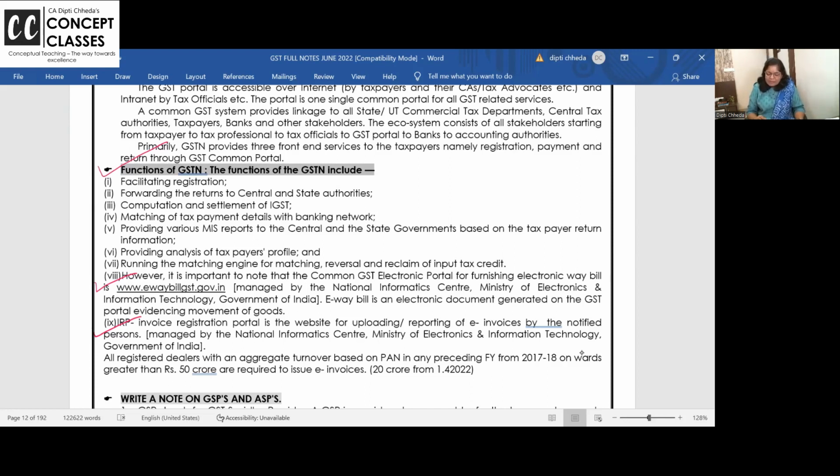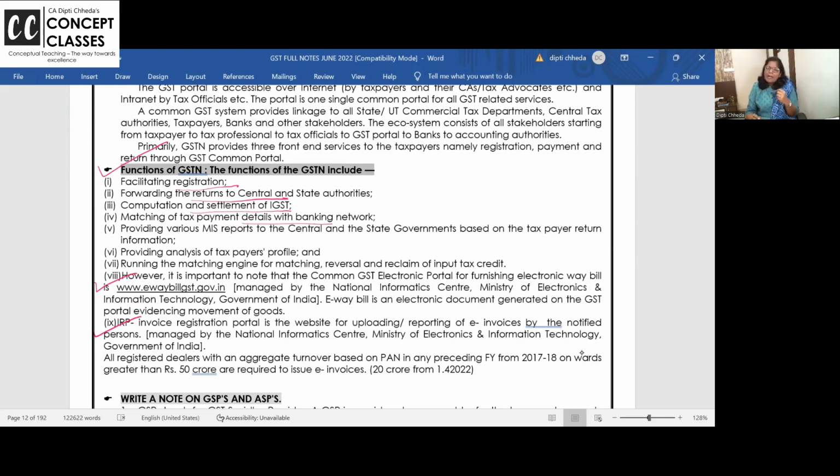So GSTN helps first of all in applying for registration, getting registration, filing returns, computation, settlements, matching the payment. You know what is output GST for me? I've sold the goods to you. You are registered. Automatically the input purchases in your online portal, in your account, will be auto dropped.